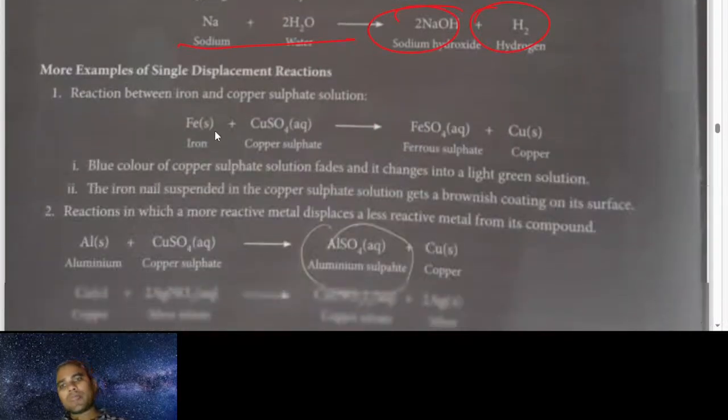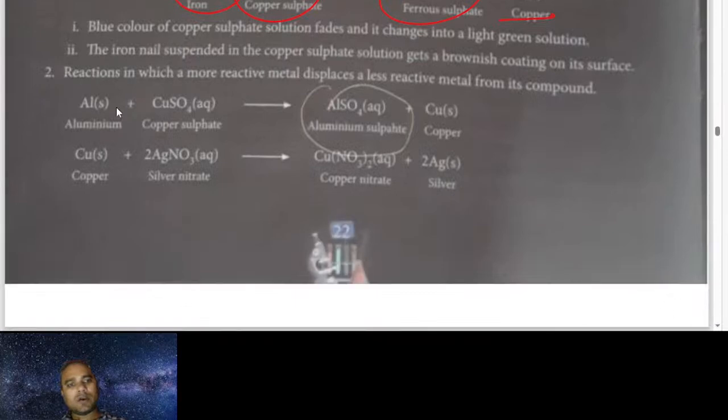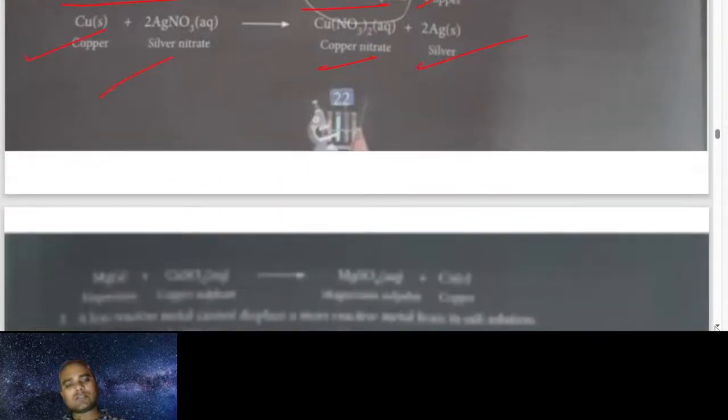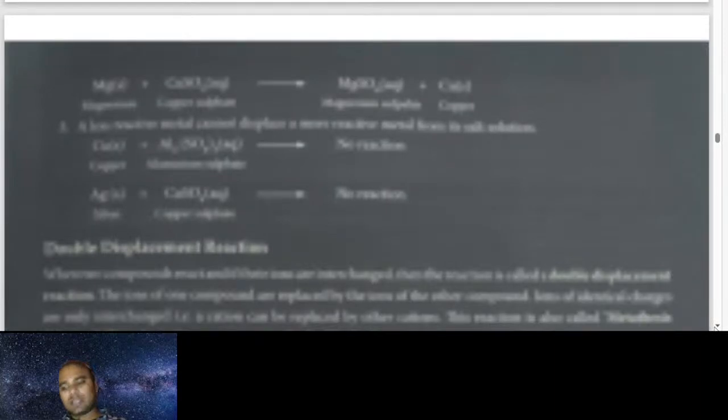Now some more examples. You see iron and copper sulfate, you have seen ferrous sulfate and copper is going to be formed, student. Here you see aluminum and copper sulfate gives aluminum sulfate. Okay, this formula is not correct, student, it is Al2(SO4)3, and copper out. Copper plus silver nitrate, AgNO3, gives copper nitrate and Ag is obtained, student. So these are the displacement reactions.